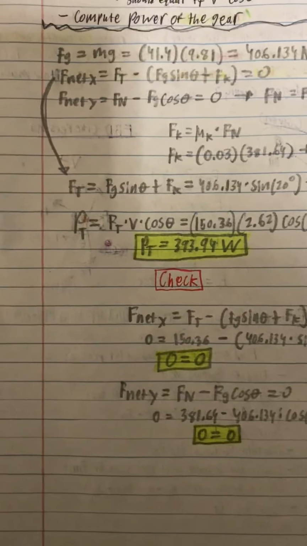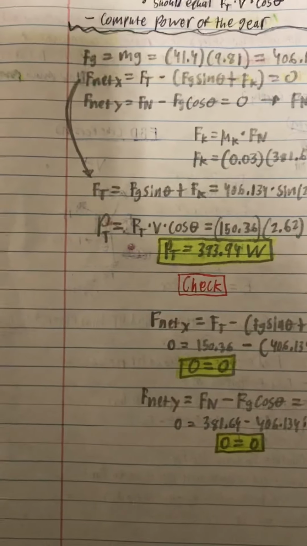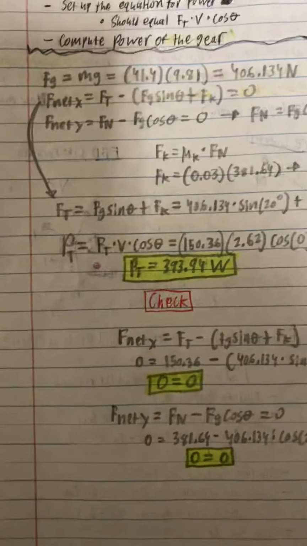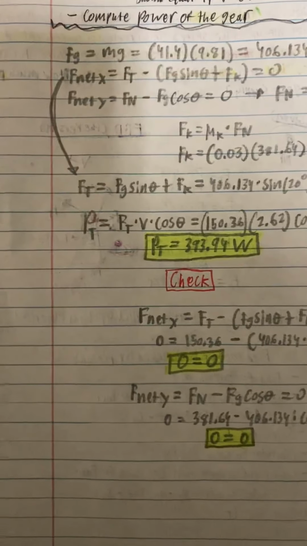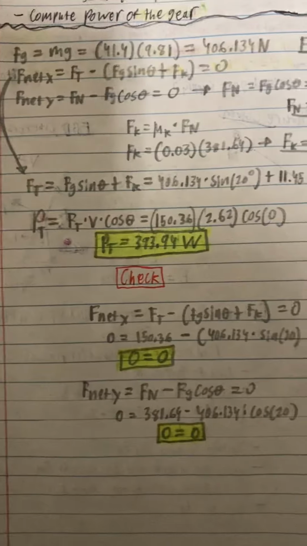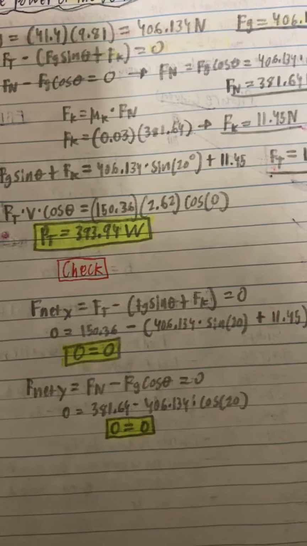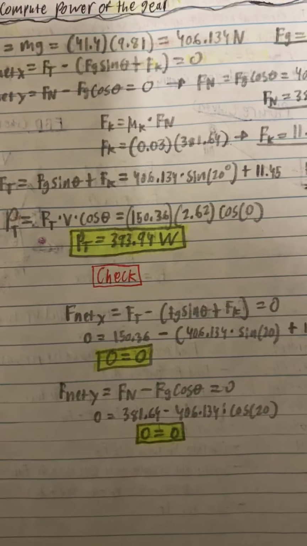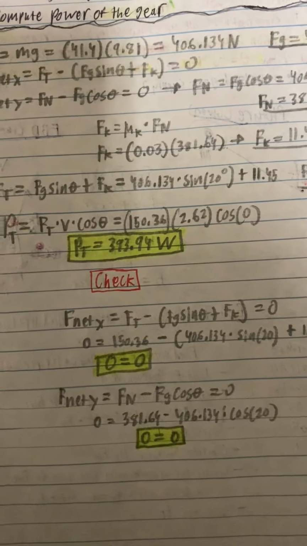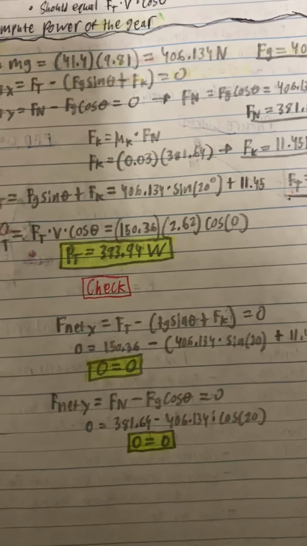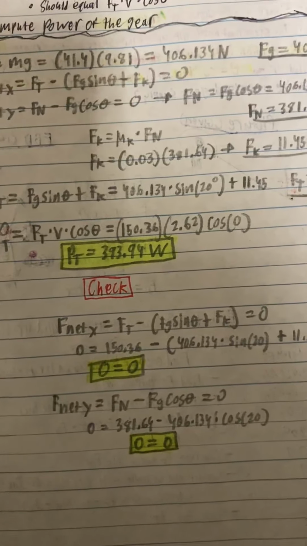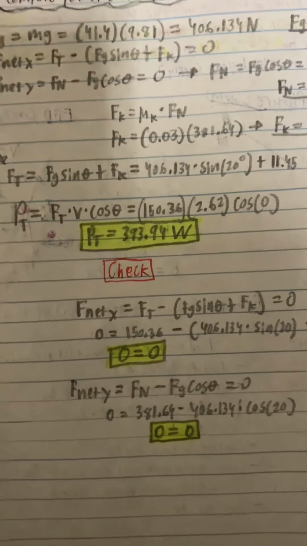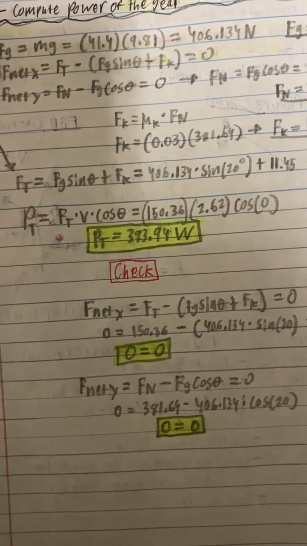Now we just got to solve for power. So set up the equation of power. I wrote power of T because it's the power of the motorized gear, and I'm just going to label it in regards to tension here. So power of T is equal to force of tension times velocity times cosine theta. Plug those values in. The angle is 0 because we are going in that direction, so the cosine should be 1 in this case, so it shouldn't change the value to negative or anything. And then we multiply 150.36 times 2.62, and we get 393.94 watts.